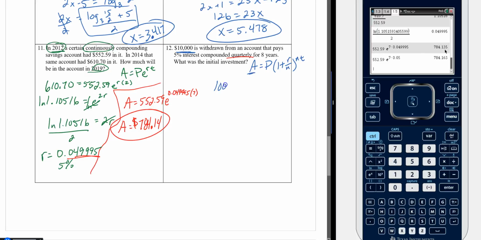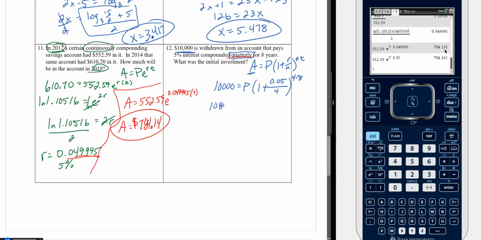So 10,000 is equal to P times 1 plus my rate, which is 5%, or 0.05, over n, which is the number of times per year we compound it. If it's quarterly, it's 4 times, raised to the n t, which is 4 times t, which is years, 8.